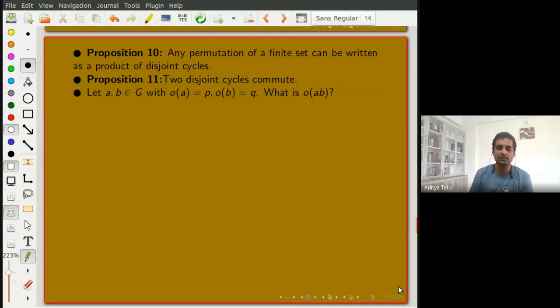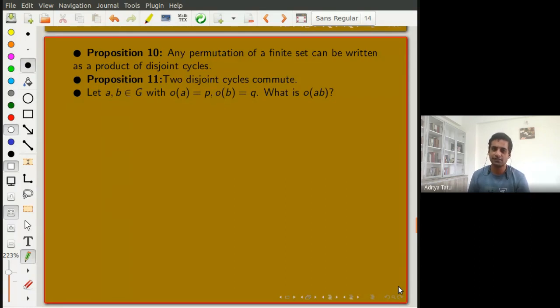So, for that, let's look at this question. Remember, we will always have the group which is the symmetry group of some set A, S_A or S_n, in mind when we are answering this question. So, if a and b are two elements of an arbitrary group, and let's say the order of the element a is p, the order of the element b is q, what is the order of the element ab? I think there was a similar question in last week's tutorial.